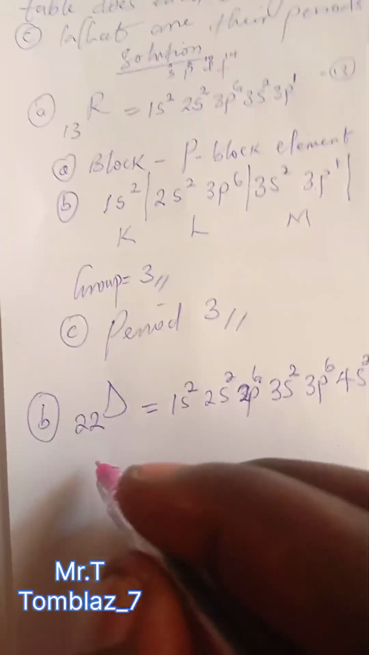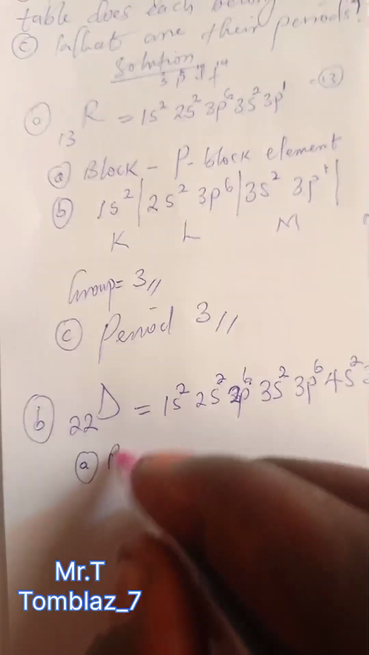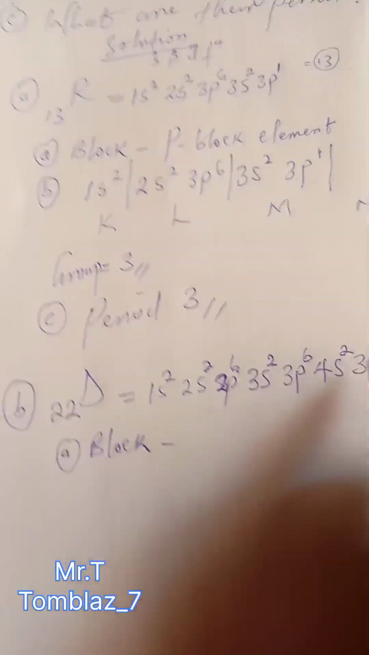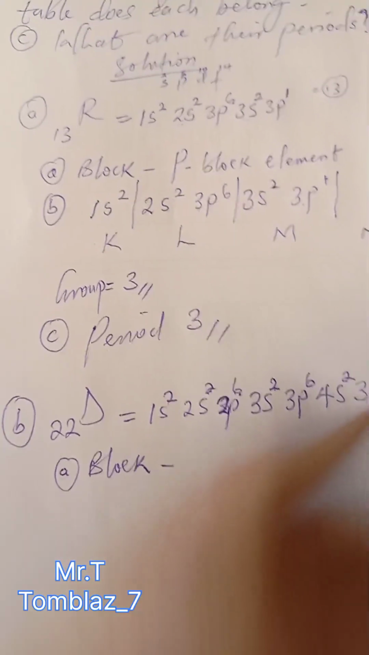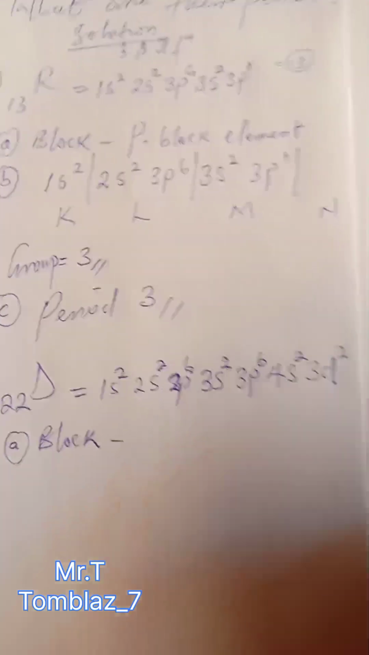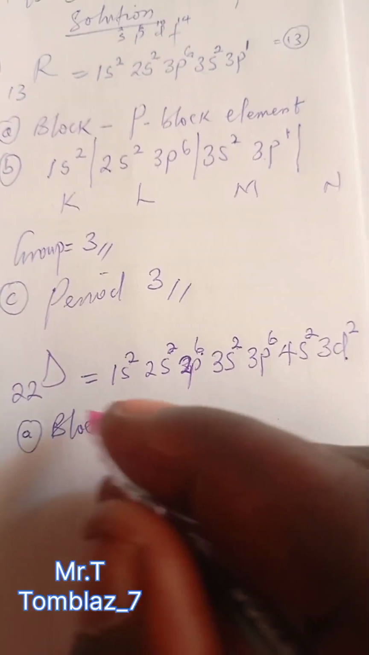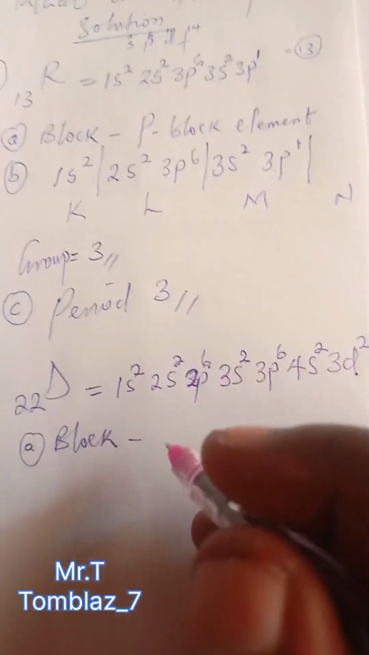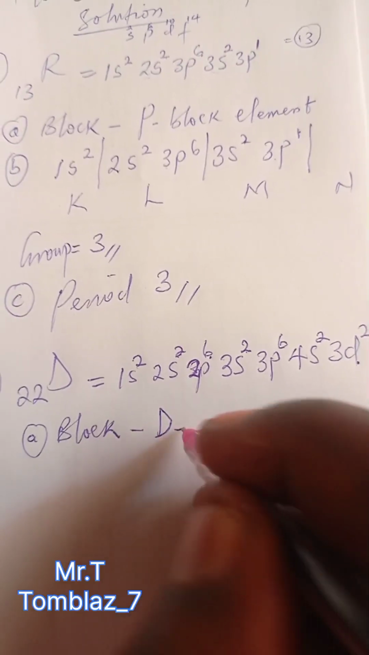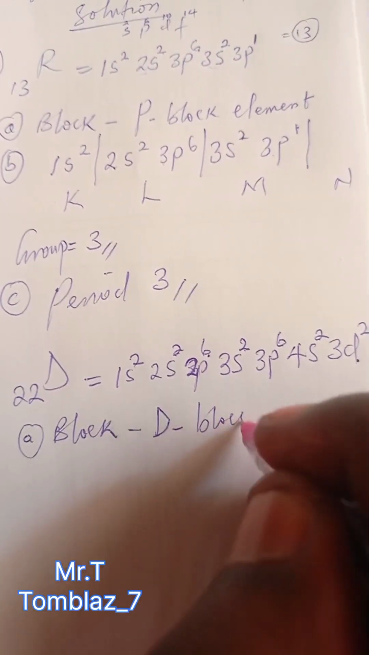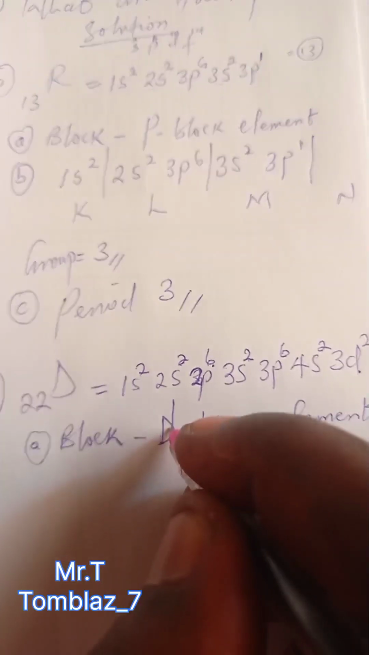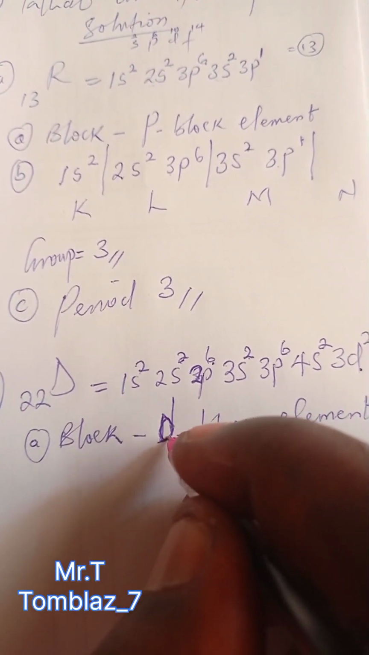Now option A says in which block it is located. So based on blocks, we just look for the last energy level, and this is what? The d block, right? So it's in the d block. So this element with atomic number 22 is in which block? The d block. So it's a d block element. Sorry, this d is written in small letter, please.